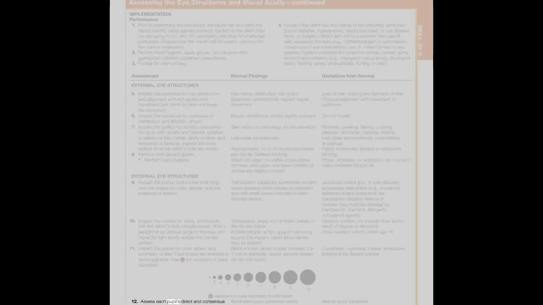12. Assess each pupil's direct and consensual reaction to light to determine the function of the third, oculomotor, and fourth, trochlear, cranial nerves. Partially darken the room. Ask the client to look straight ahead. Using a penlight and approaching from the side, shine a light on the pupil. Observe the response of the illuminated pupil. It should constrict, direct response. Shine the light on the pupil again, and observe the response of the other pupil. It should also constrict, consensual response.